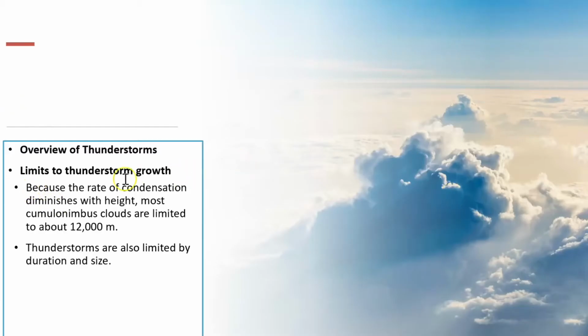So, limits to their growth. Because the rate of condensation diminishes with height, most cumulonimbus clouds are limited to about 12,000 meters. And you'll see as you approach the upper limits of the troposphere, because in the stratosphere temperatures start increasing as you increase in elevation, it's going to create a limit on how high this buoyant effect can lift you before there's this inversion that makes it so it's impossible for you to go any higher because you kind of get capped out. They're also limited by duration, and we'll talk about the release of energy, which will help that make more sense.